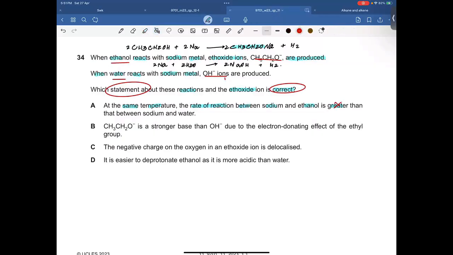Absolutely incorrect. Because when sodium reacts with water, the reaction is extremely vigorous and sometimes explodes because of the high reactivity of sodium. So ethanol is less reactive. It has a lower rate of reaction with sodium. Obviously, A is incorrect. Let's talk about B. Ethoxide ion is a stronger base than hydroxide due to the electron donating effect of the ethyl group. That might be the right answer. Let me explain it to you.